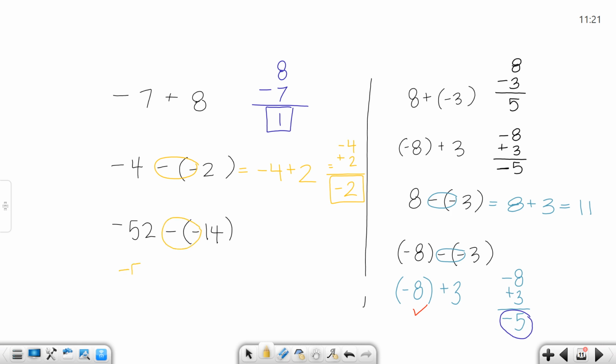Okay, negatives here, so I have a -52 plus 14. Okay, 52 is the bigger number, so I'm going to put it on the top. We're going to subtract. So this would give me an 8, and this would give me a 3. And I have to decide, is it a positive 38 or is it a -38? So, since my bigger number was negative, that means my overall result is negative, and that would be my answer.